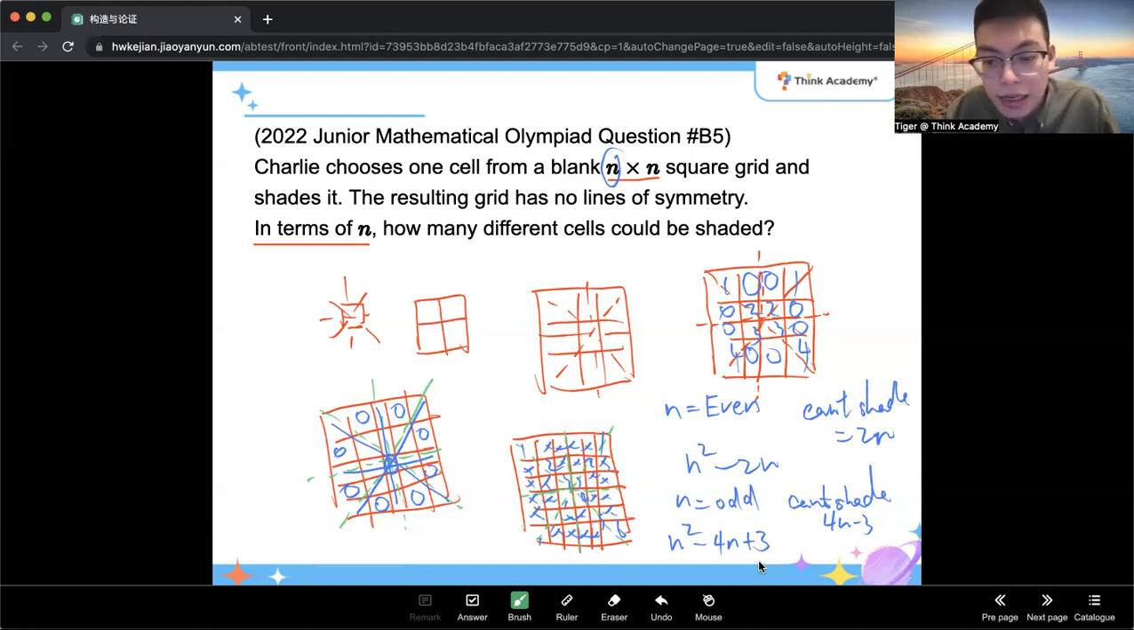So let's test if that's right. N squared is 25. 25 take away 4n, 20, is 5. 5 adding 3 is 8. So that fits. If you're still unsure, just try 7 by 7 and count the number, and you will still get it. So that's how we can find the answer to these kinds of questions. As I said, first step, observation. Second step, generalization.